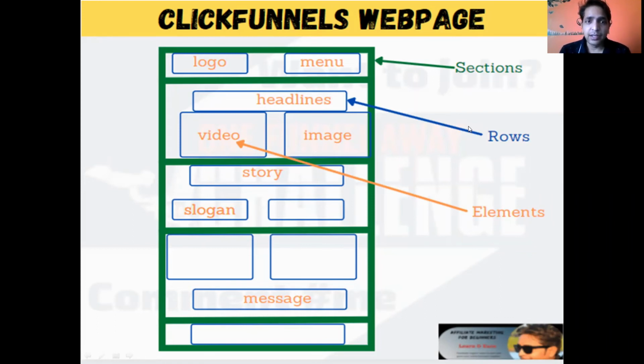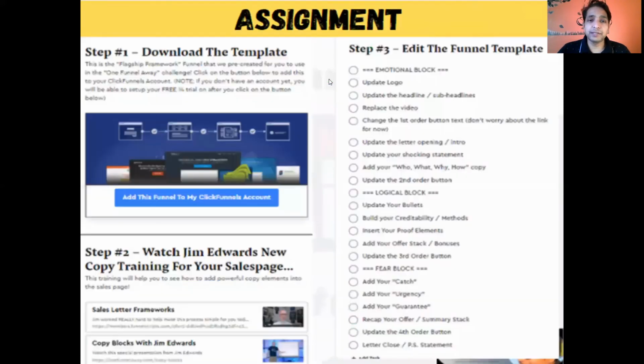Inside that section, you will have some rows. There will be different rows: rows for logos, rows for the menu, and rows for headlines. All those rows will be shown in blue color. And apart from that, there will be elements. Logo is an element, menu is an element, headline is an element, and video, image, slogan and message are all elements. They will be orange in color. So this is how a ClickFunnels web page looks.